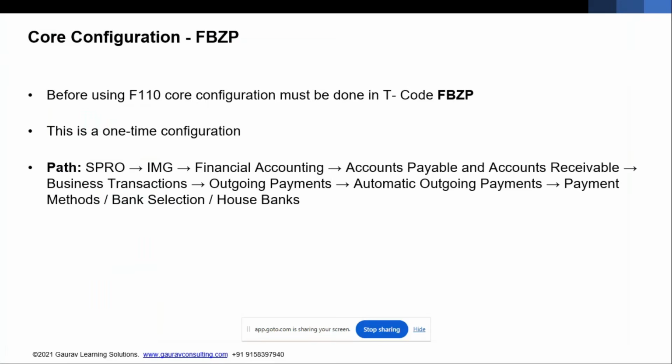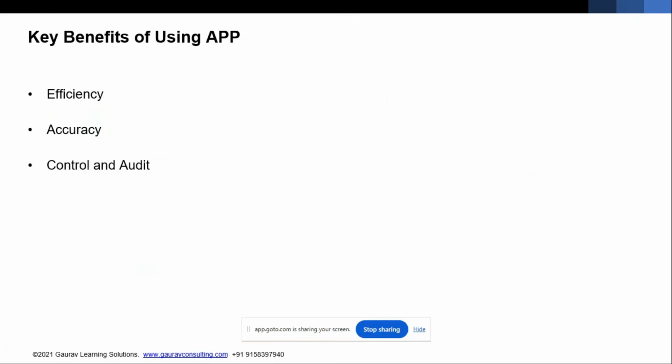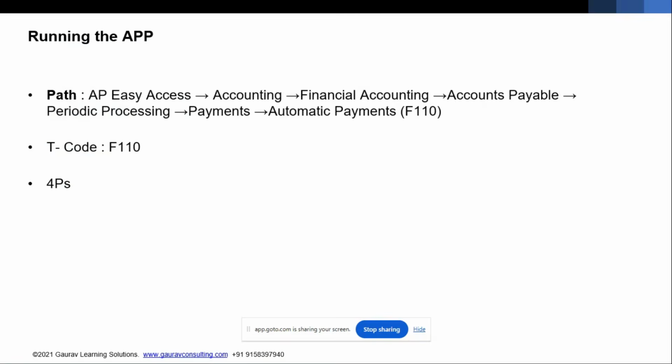Sorry, I'm taking you back. After we've set up, we go to our T code F110, which is executing APP in easy access, and that's the path.